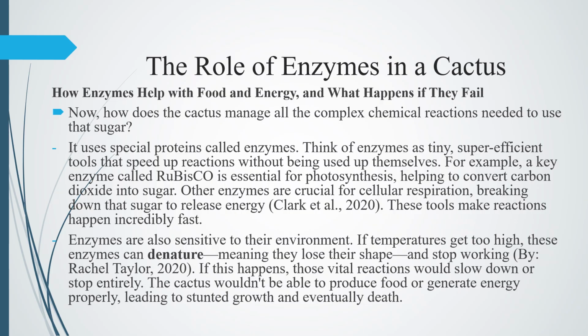For example, a key enzyme called rubisco is essential for photosynthesis, helping to convert carbon dioxide into sugar. Other enzymes are crucial for cellular respiration, breaking down that sugar to release energy. These tools make reactions happen incredibly fast.